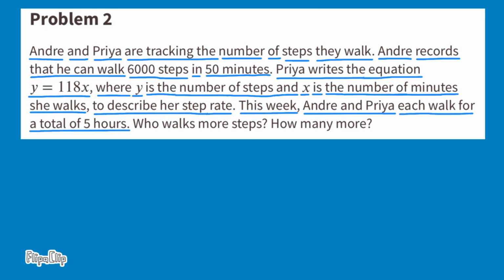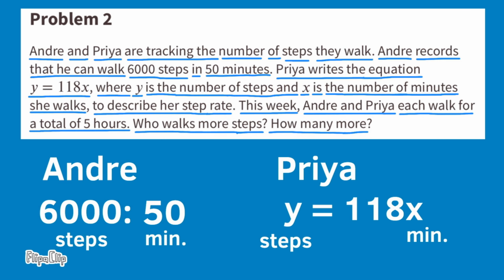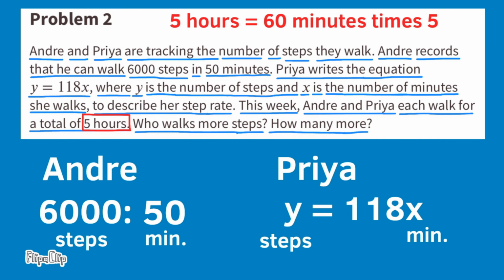This week, Andre and Priya each walk for a total of 5 hours. Who walks more steps? How many more? Here's the information one more time. Andre walks 6,000 steps in 50 minutes. And the equation Priya uses is y, or the number of steps, equals 118 times x, or 118 times the number of minutes. They're going to walk 5 hours, and 5 hours equals 60 minutes times 5. That means that 5 hours equals a total of 300 minutes.